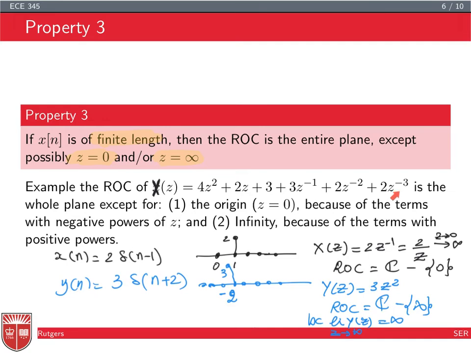We're going to have a problem for z equal to 0 for these powers, z^(-1), z^(-2), and z^(-3). So we have to exclude z equal to 0. And we're going to have a problem at infinity because we have these terms z squared and z, and these are going to go to infinity when z goes to infinity. So we have to exclude infinity also.